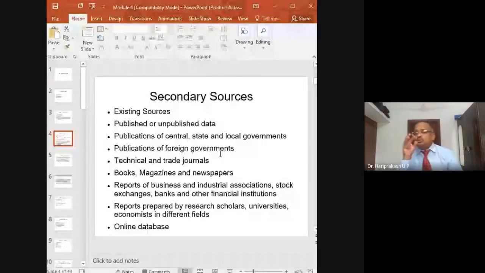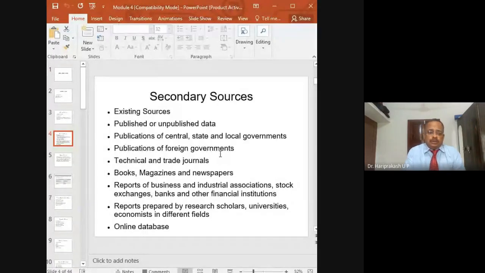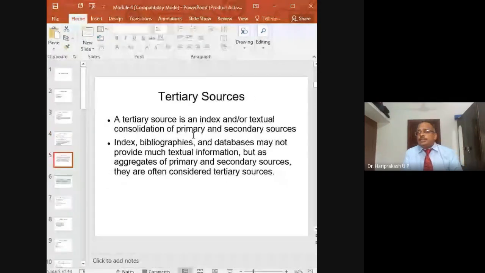So those are the secondary sources, which are already there, already published, or it may be unpublished also. So that is called secondary sources. Then tertiary sources.